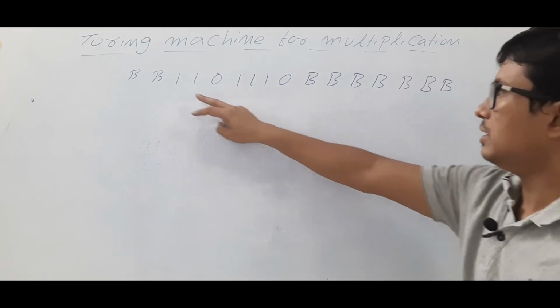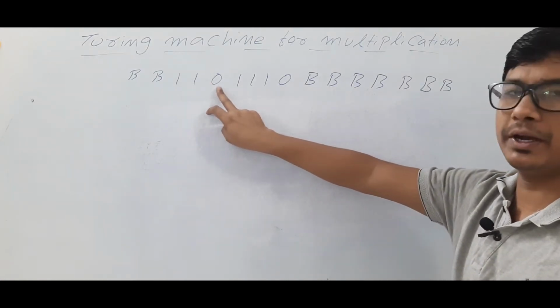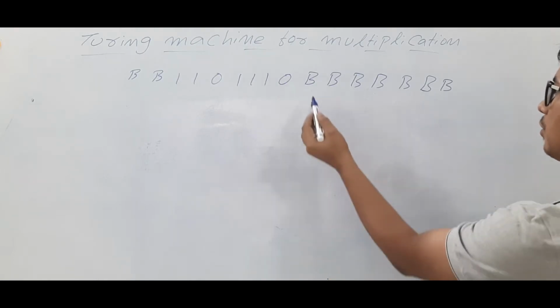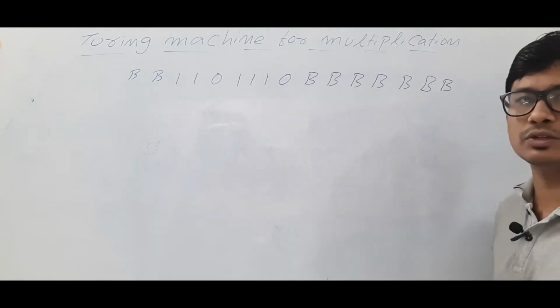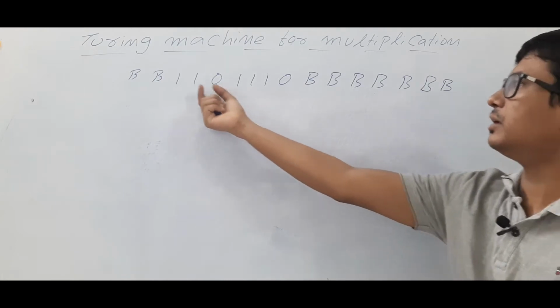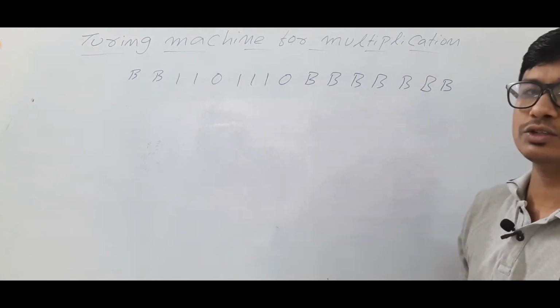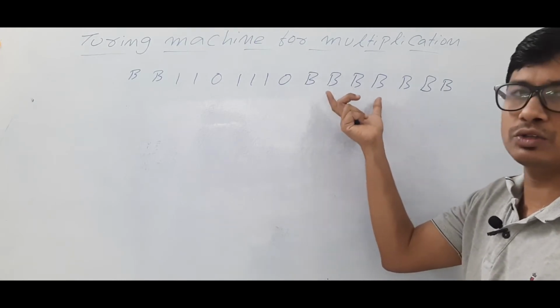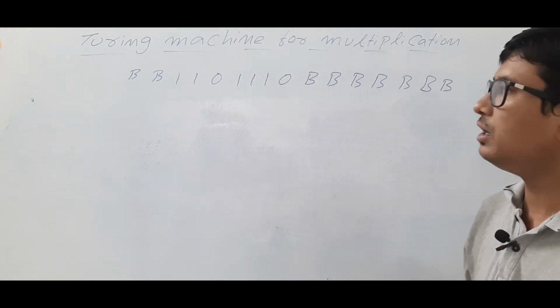So this is the first input separated with a 0, and then you have another input. Now this side I want to keep the output, so I kept a 0 here. So this will separate both the inputs and also the output. That's why I have taken these many blank spaces. Here I want to store the 6 ones which will give the output.